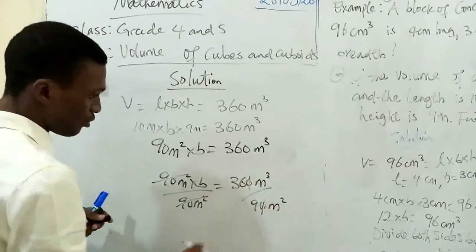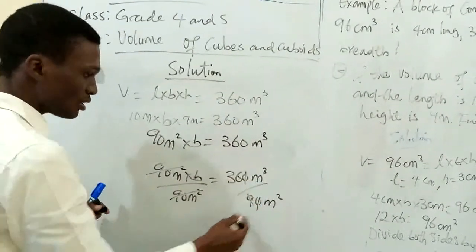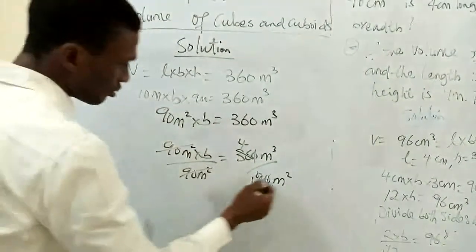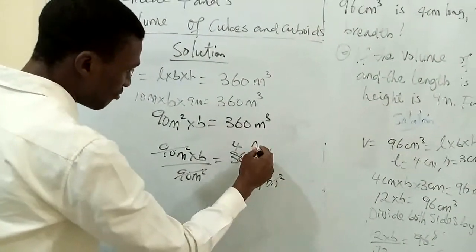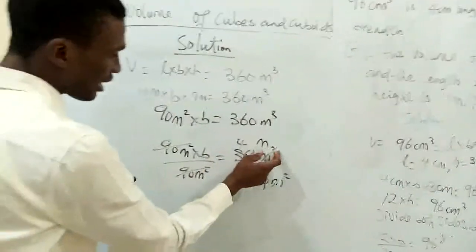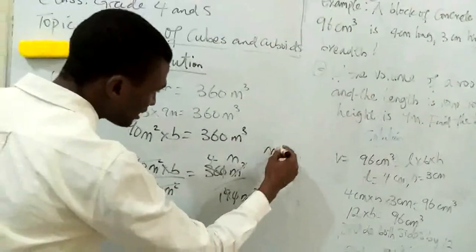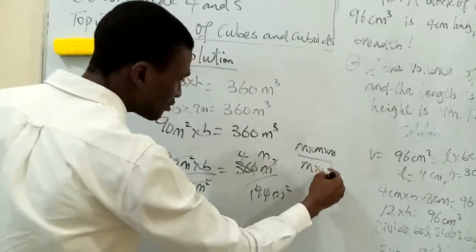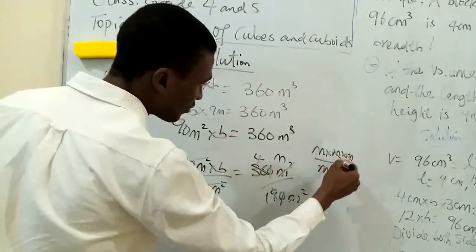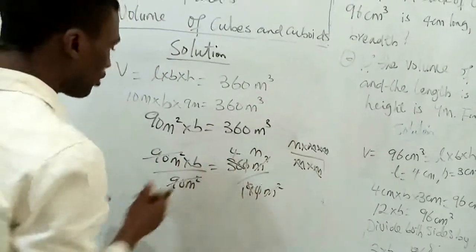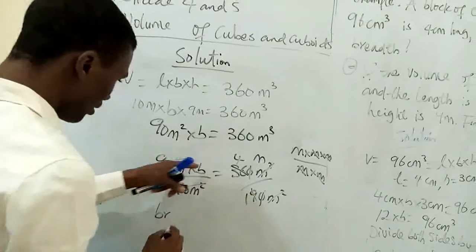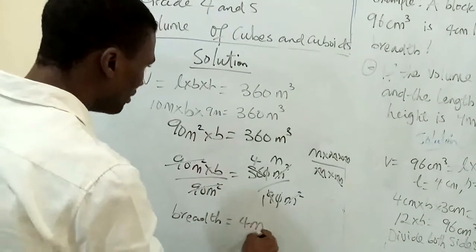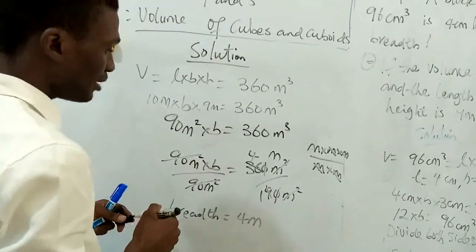0 into 0, 0 cancels 0, 9 into itself is 1, into 36 we have 4. Meter square and meter cube, we have meter left. Meter cube is meters times meters times meters, and meter square is meters times meters. This will cancel this, and this will cancel this, we're left with one meter. So our breadth B is 4 meters.